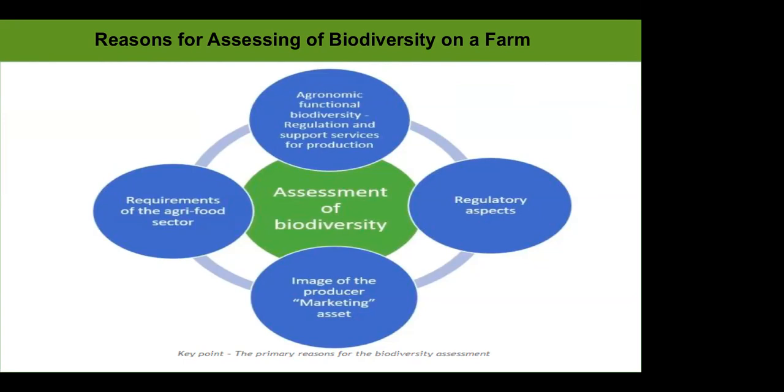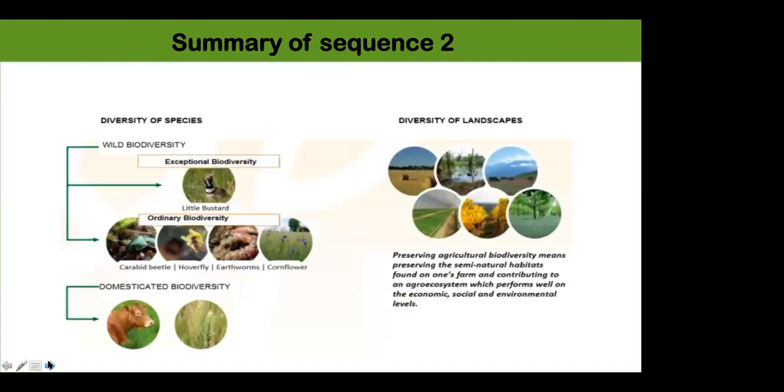Over to the next slide, please. So we have the summary of what I have been talking about. We have the diversity of species, and we talk about wild biodiversity, which the human being does not have control over, so to say, except you want to damage it. And we have domesticated biodiversity, taking species of plants and animals and domesticating them. So to the next slide, please.